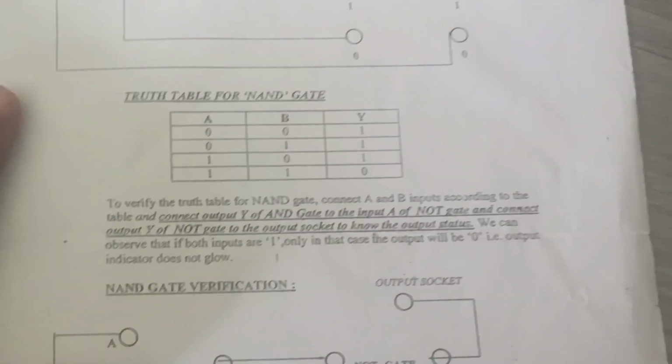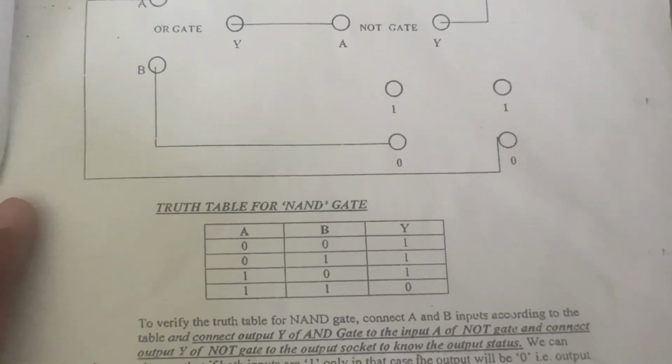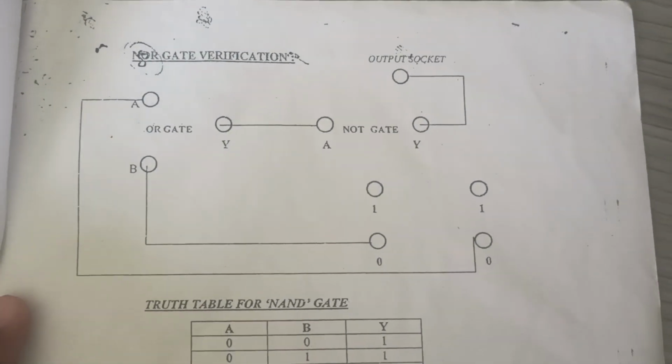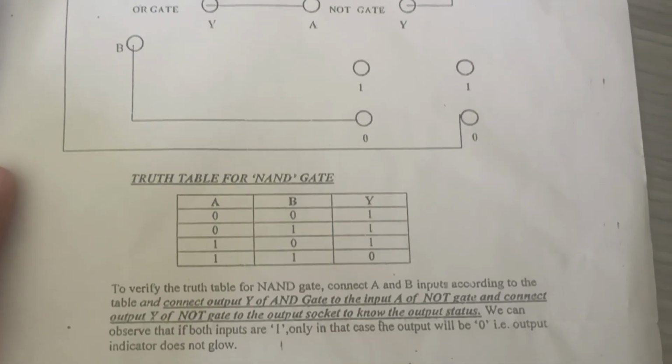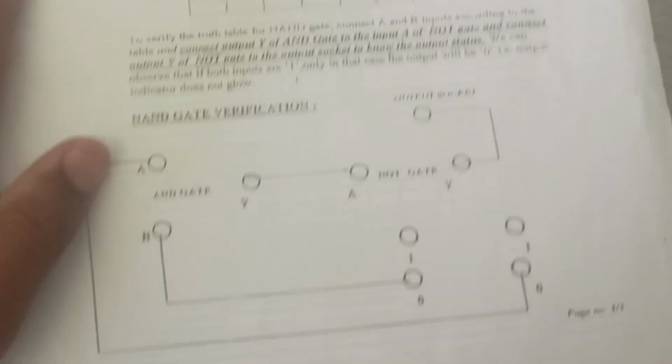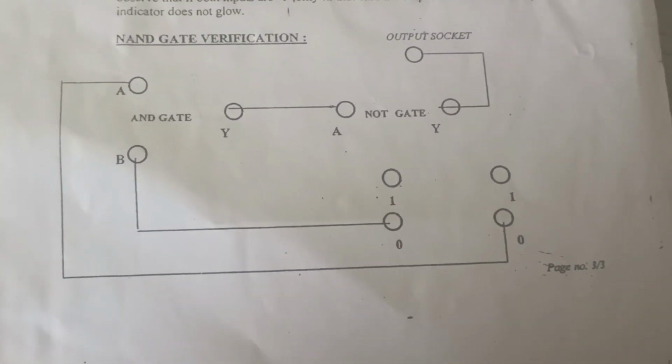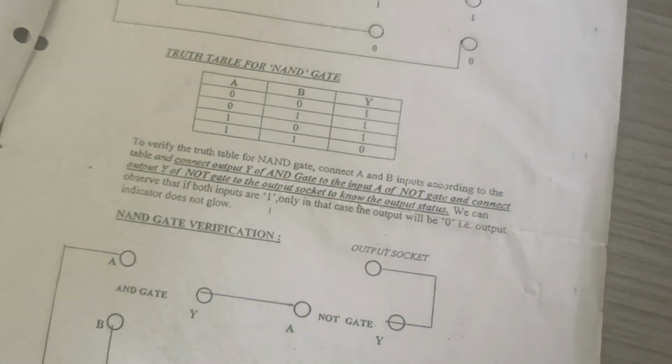Now for NOR gate and NAND gate, these are the circuit connections and the NOR gate verification, and the truth table for NAND gate, and this is the NAND gate verification. Now this is all about the procedure. Now we'll do the experiment.